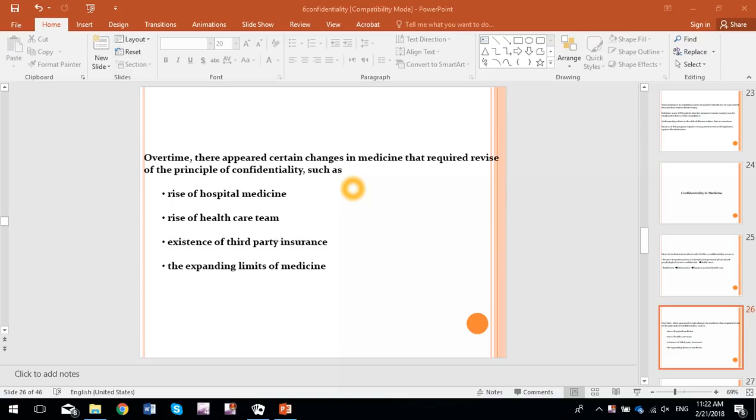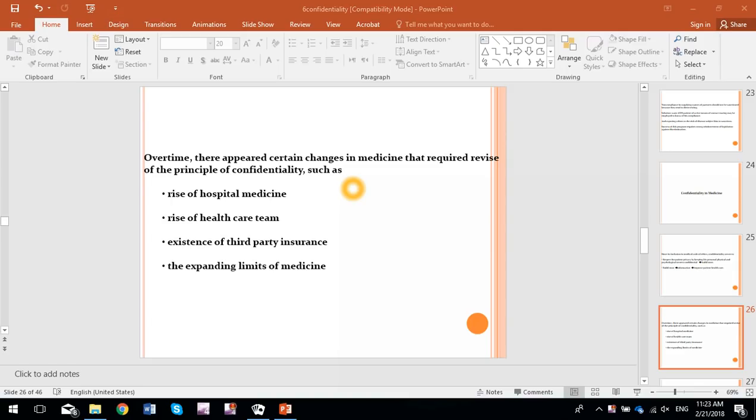Now, medicine is expanding, and now it is the team who works with the patient, not only the physician. So the potential for keeping confidentiality between the physician and the patient is not there anymore because of other parties sharing the secrets. Existence of third-party insurance. Now, the insurance company, as we know, 87% of the Jordanian population are insured, and for the insurance company to cover the medical cost, the insurance company has the right to know what is wrong with this patient. And by telling them what's wrong with this patient, we are breaching confidentiality.